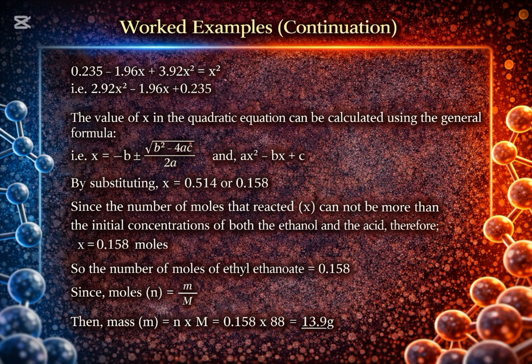So the number of mole of ethyl ethanoate is 0.158. Now that we have gotten the number of mole of ethyl ethanoate, which is X, then we convert that to mass to get our final answer. So since number of moles is equal to mass over molar mass, then mass is equal to number of mole times molar mass. Then the mole we got, 0.158 multiplied by 88, which is the molar mass of ethyl ethanoate, will give us 13.9 grams. So this will give us the final answer.